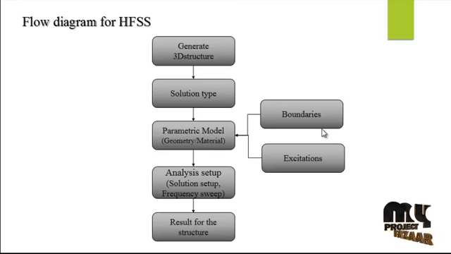So for boundaries, here we are using the perfect E boundary, that is, the electric field is applied to the patch and the ground. And then for excitation, here we are using the wave port and then lumped port. Analysis setup, here we are using 1 to 12 GHz for the process, generally calculating the radiation pattern and return loss over multiple frequencies.